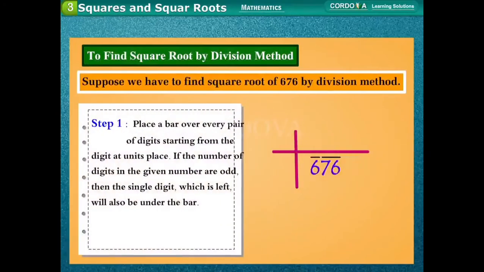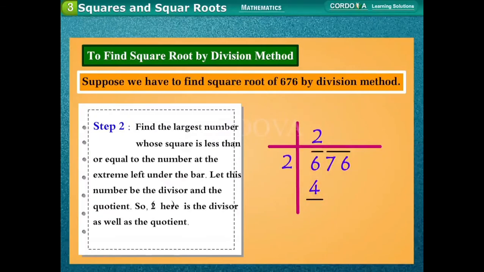Step 1. Place a bar over every pair of digits, starting from the digit at the units place. If the number of digits in the given number is odd, then the single digit which is left will also be under the bar. Step 2. Find the largest number whose square is less than or equal to the number at the extreme left under the bar. Let this number be the divisor and the quotient. So, 2 here is the divisor as well as the quotient.